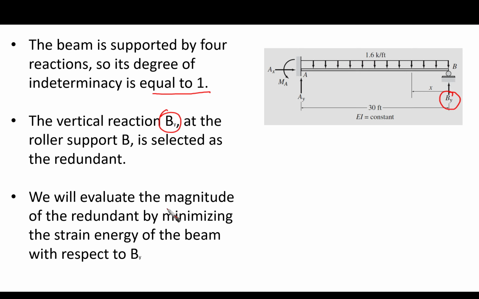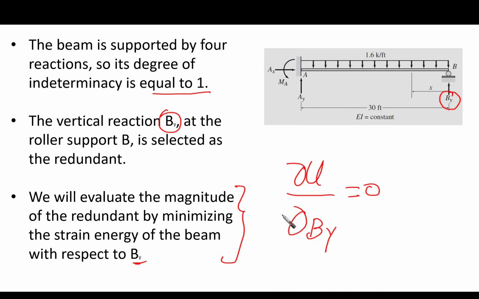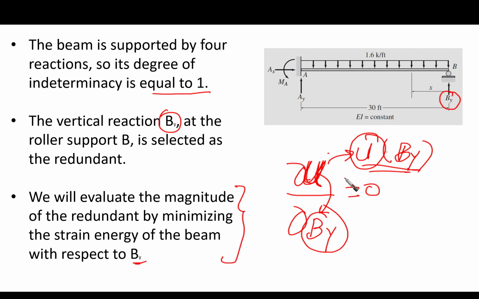We will evaluate the magnitude of the redundant by minimizing the strain energy of the beam with respect to BY. This is what we are going to do: partial U, partial BY is equal to 0, right? First of all, we do not know the meaning of the strain energy and how we can connect it with BY. This means that we need the strain energy first to be a function of BY, and then we can make the partial derivative. Okay, that's what we are going to do now.